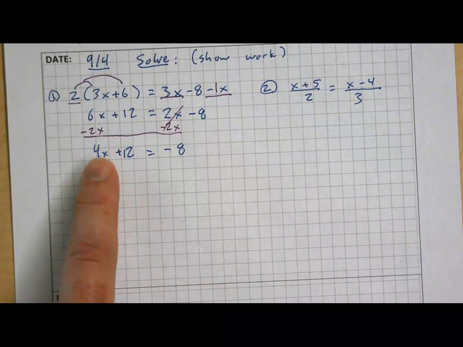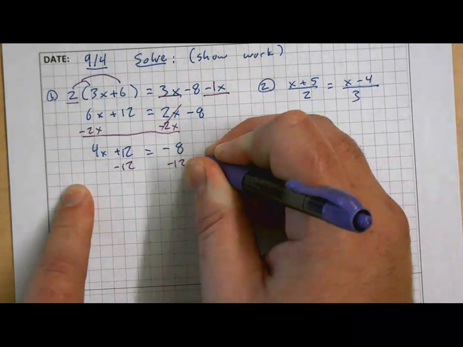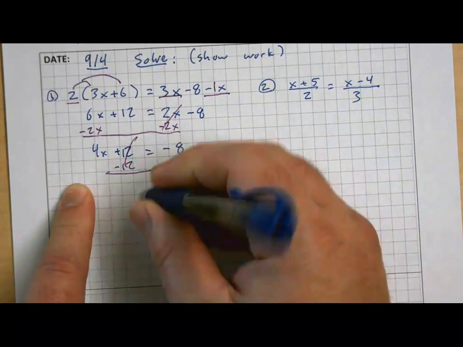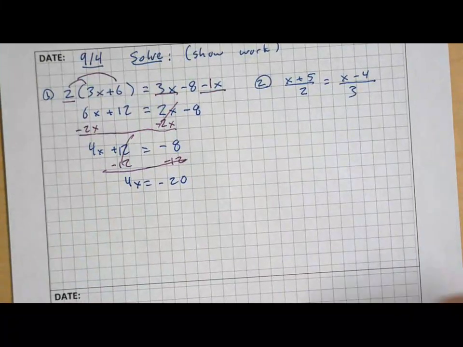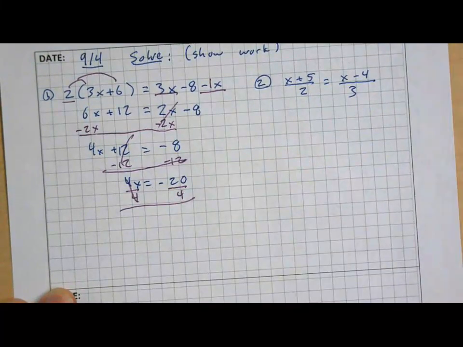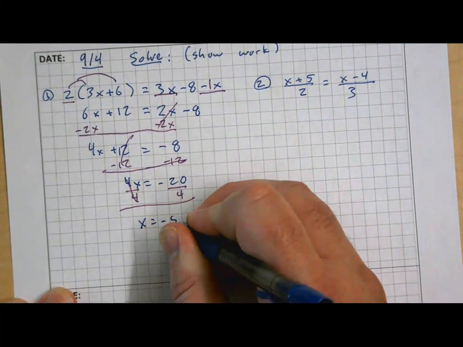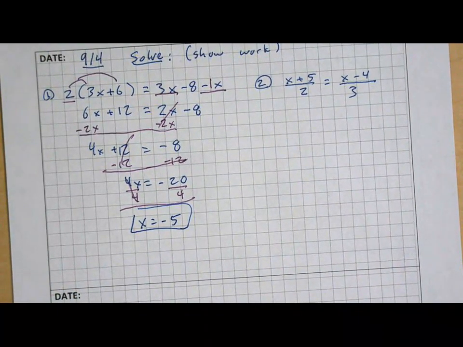All right, now we're just going to work to get x by itself. So I'll get rid of the plus 12. We'll go minus 12 on both sides to get 4x equals negative 20. And then divide that 4 to make that go away. And we'll get x equals negative 5. How many people got negative 5 on that one? Nice. Excellent work.